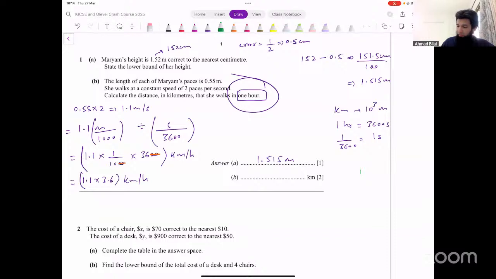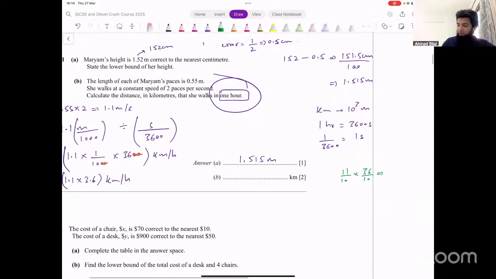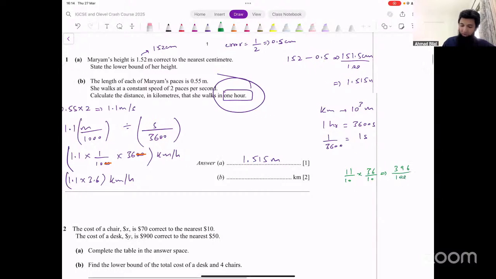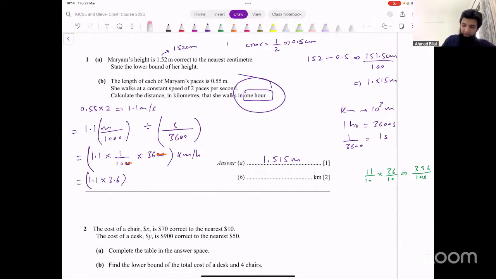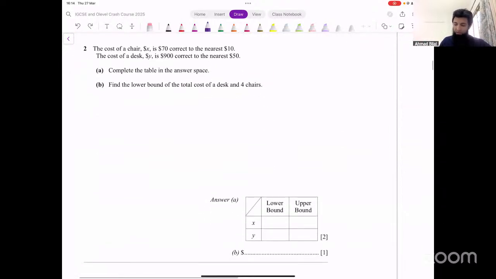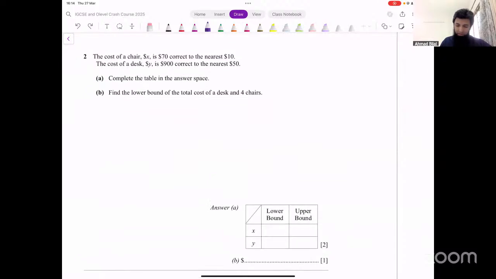On the side here, 1.1 is the same thing as 11 over 10, into 3.6 over 10, that's 36 over 10. And that gives you 36 times 11, that is 396. 360 is 36 times 10 plus 36, that's 396 divided by 100, that's 3.96. So this basically ends up being 3.96 kilometers per hour. Multiply this by time, which is just 1 hour, and you would get the distance that's 3.96 kilometers. Okay, now that did not involve any limits of accuracy. Let's have a look at another one that does require us to use that.